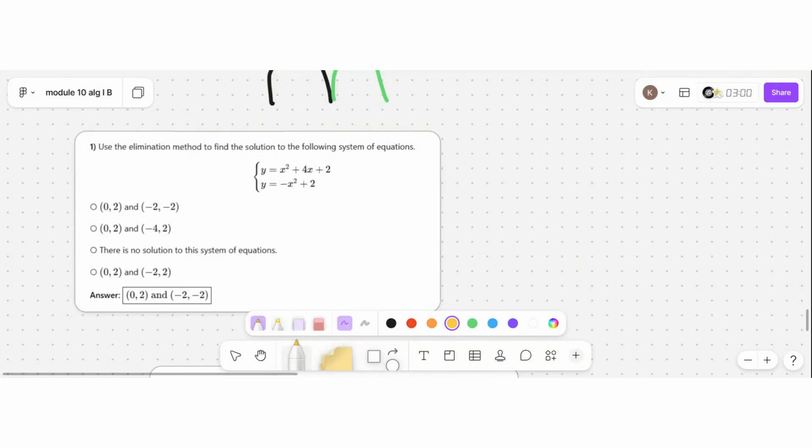Hello. So today we're going to go over 3 problems. I'm going to show you how you can use these problems that you'll see on your final or your module exam and how you can type these into Desmos to get the answer. So let's go ahead and get started.